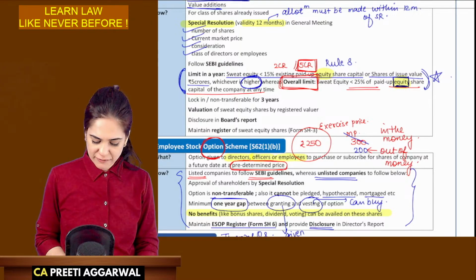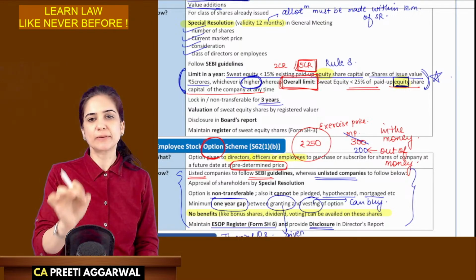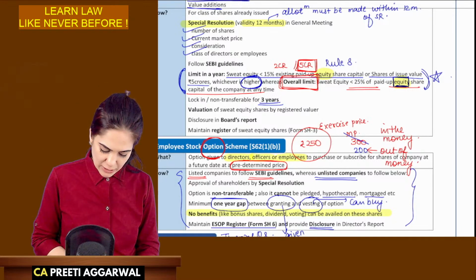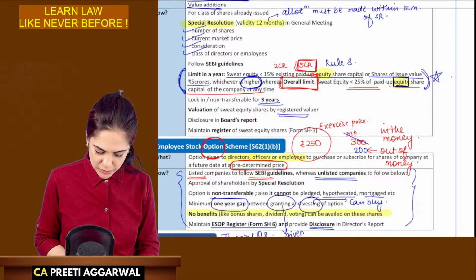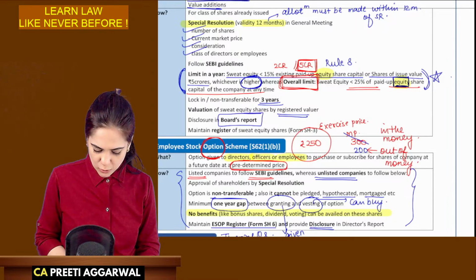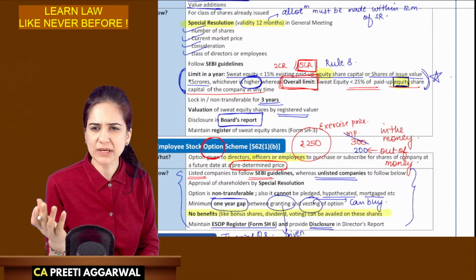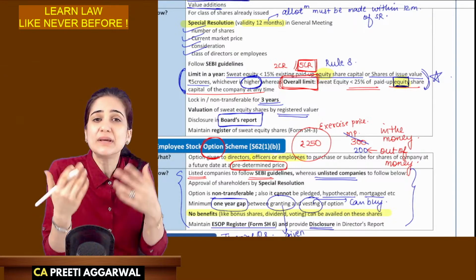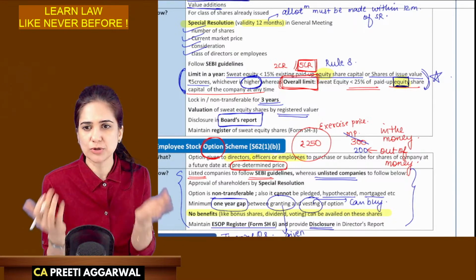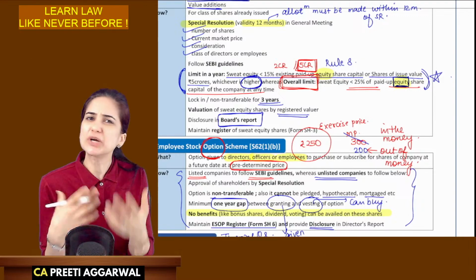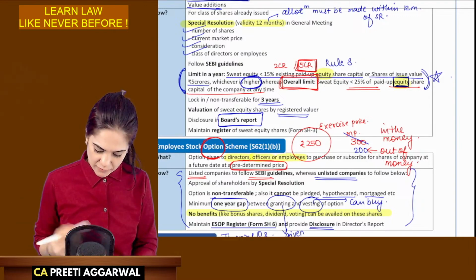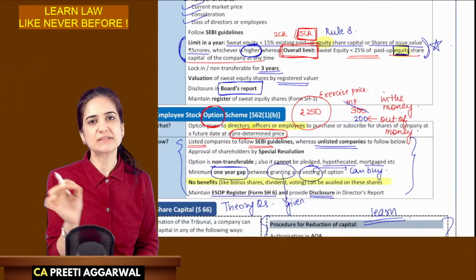They will be locked in for 3 years. It means they are non-transferable for 3 years. Valuation will be done by a registered valuer. We need to provide disclosure in the board's report as to whom you have issued the sweat equity, how many shares you have issued, and any special details for sweat equity. We will also maintain a register in form SH-3.